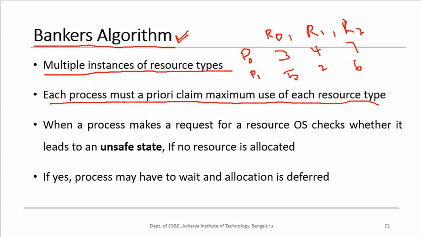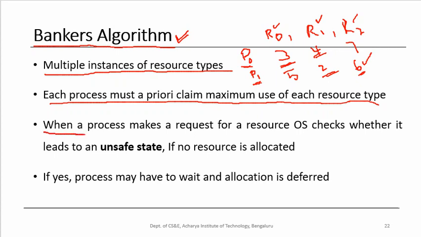Now this represents that P0 is going to use a maximum of 3 instances of R0 in its lifetime, or before completing its execution, and it is going to use a maximum of 4 instances of type R1, and so on. Similarly, P1 is going to use a maximum of 6 instances of R2, a maximum of 2 instances of R1, etc. So that information has to be available.